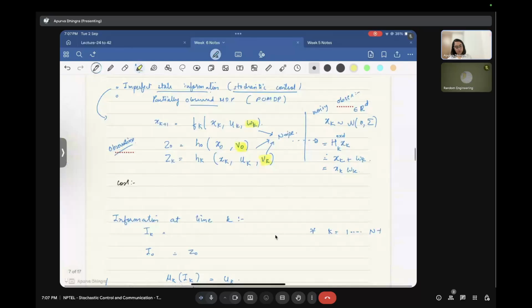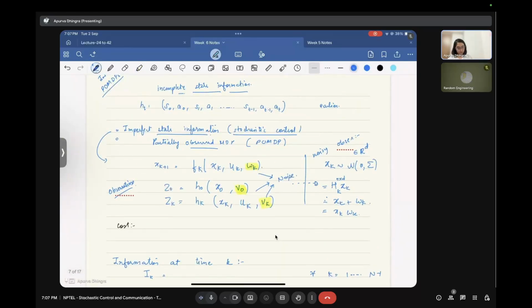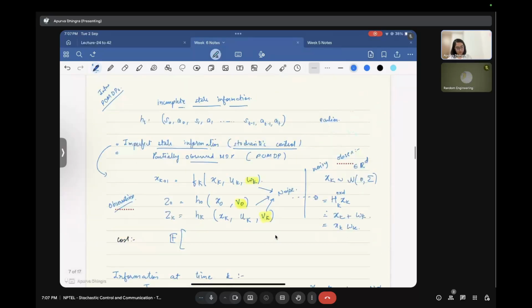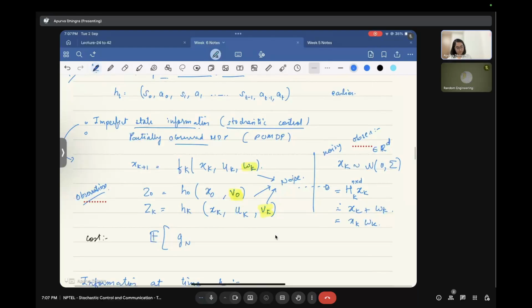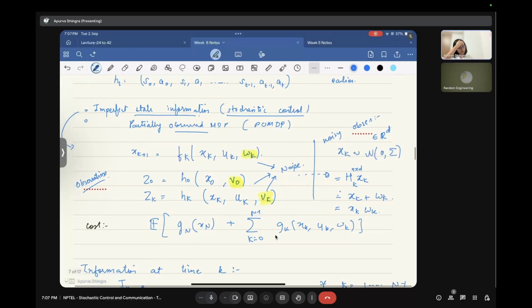Okay. So the next thing is to talk about what the cost is. The cost is the same. We're not that worried about it. The only difference is what the expectation is over. This is k from 0 to n minus 1. I hope my handwriting is readable enough. k's and n's start looking the same if I'm writing fast.